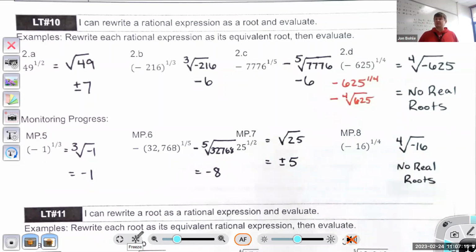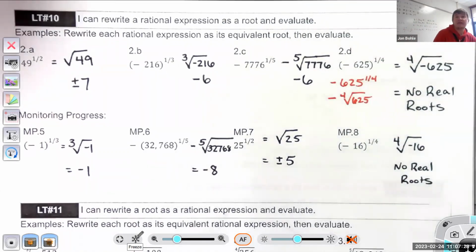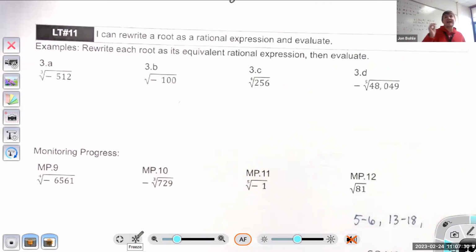So fraction exponents really, honestly, are not that bad. They look way worse than they actually are. Any questions about learning target 10? If you're good with 10, I have a hard time believing you're going to have any issues with 11, because it's the exact same thing. We're just reversing the direction.